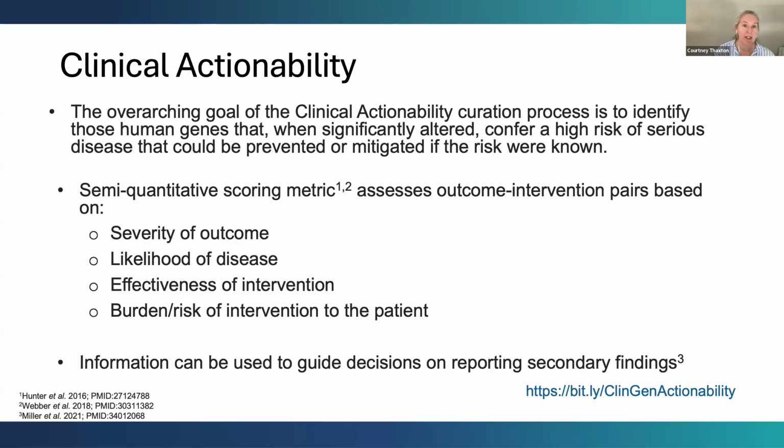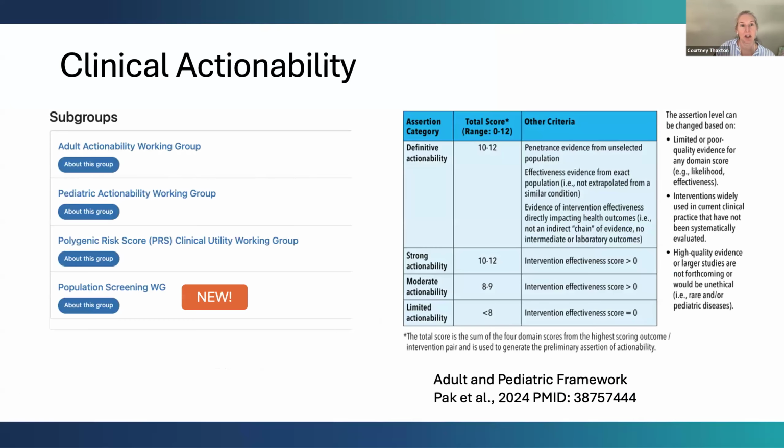This information can be used to guide decisions on reporting secondary findings, and this is really where this guidance is especially useful. The clinical actionability curation group has 4 subgroups. You can see them listed here. They focus on adult and pediatric actionability, and the framework that both of those use is on the right, and you can see the PMID if you want to see the latest paper on this framework. They also have a polygenic risk score clinical utility working group that is coming up with recommendations and guidance, publishing about the use of PRS for actionability. And the newest group that they have started is the population screening working group. And again, building a framework here to look at different population screening and actionability.